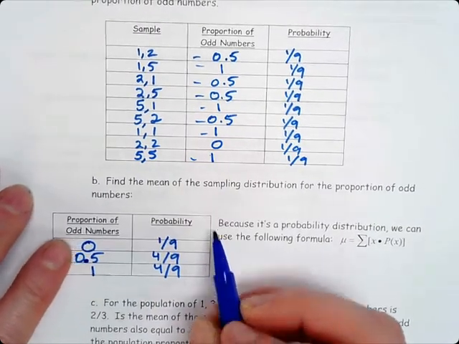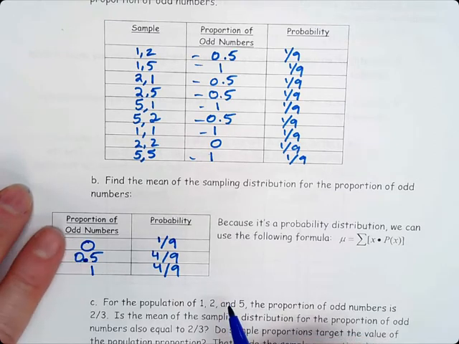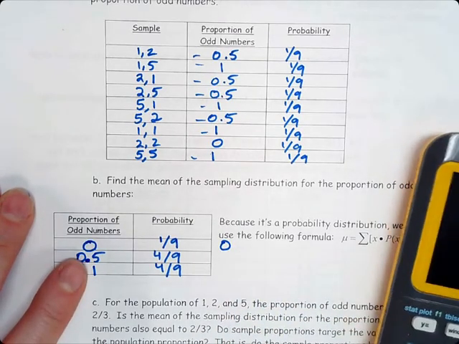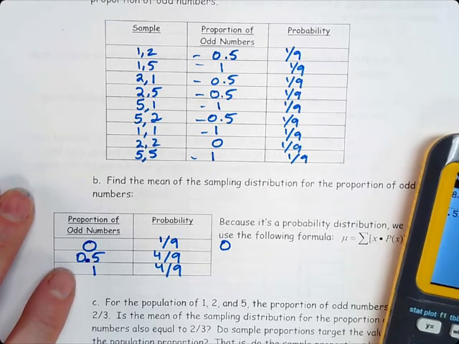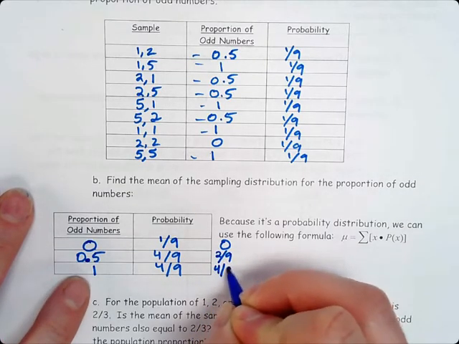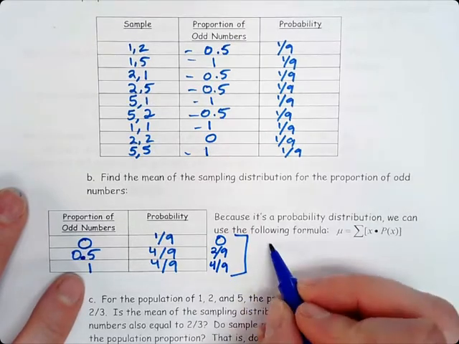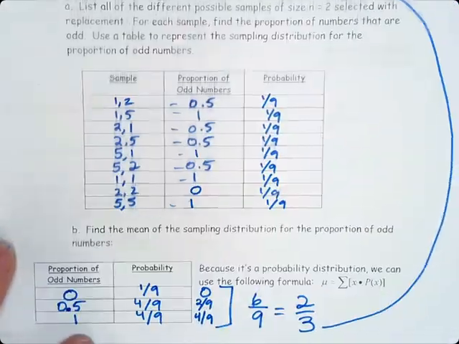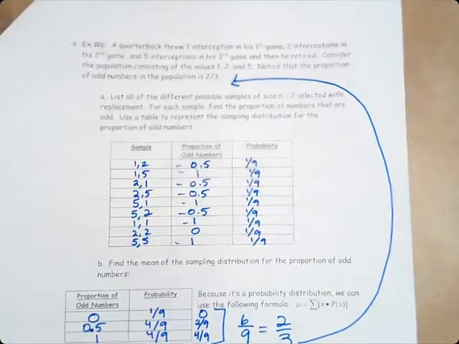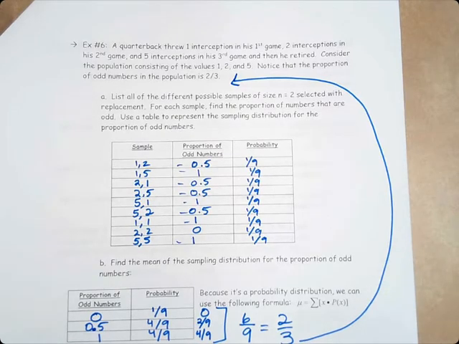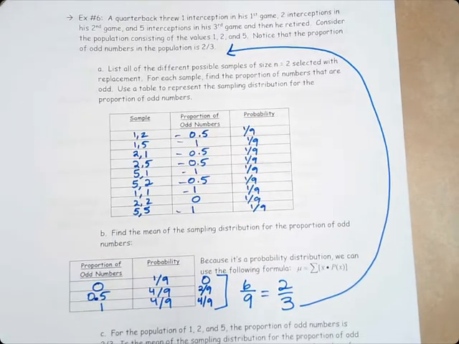If I multiply the probability times the proportion of odd numbers, what would I get? I'd get 0 here. What is 0.5 times 4/9? 2/9, right? And then 4/9. Add those together: 2/3. And isn't that what they told us? That's what they told us it was going to be. So again, this is just reiterating that the sample mean will target the population mean.